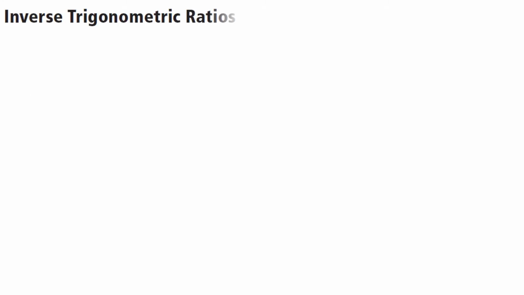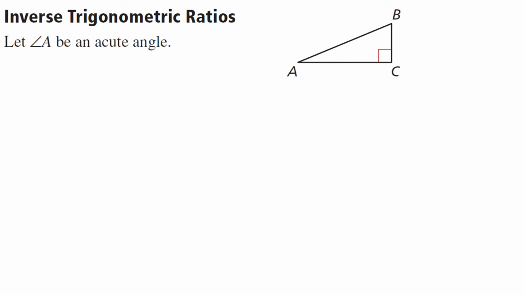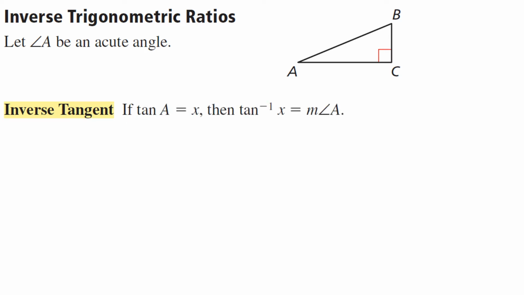Okay, so if we want the inverse ratios, again, I have to have a right triangle, and we have to study one of the acute angles, right? We're not going to look at angle C. We'll look at one of the other angles. So if tangent of A is x, the inverse tangent of x would give us the measurement of angle A. And in this diagram, opposite over adjacent, BC is the opposite side, AC is the adjacent side.